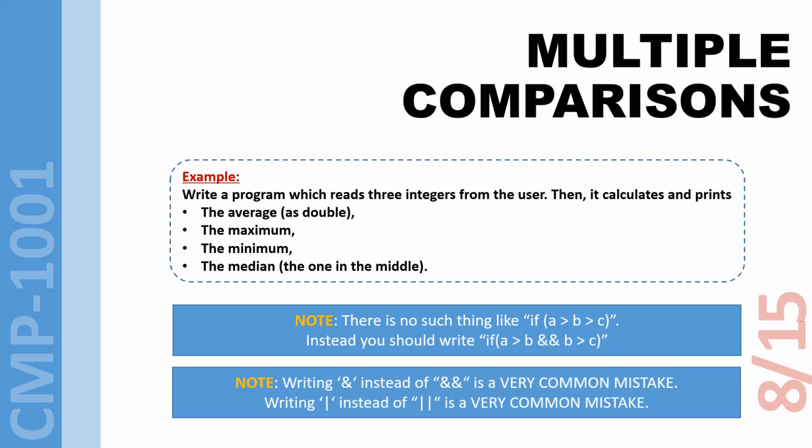One more note is that writing a single ampersand instead of double ampersand is a very common mistake when thinking about multiple comparisons. Similarly, instead of writing down double pipe, writing down a simple pipe operator is again a very common mistake. Single ampersand and single pipe characters are different types of operators that we will see in the upcoming lectures.